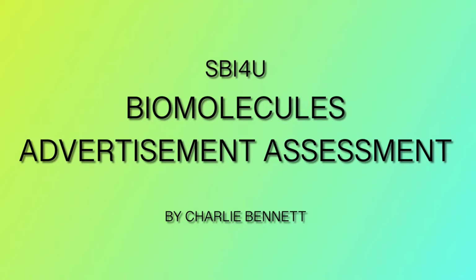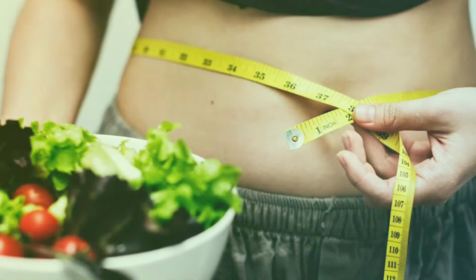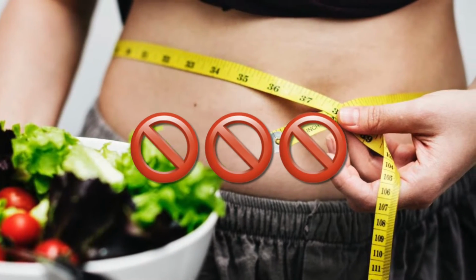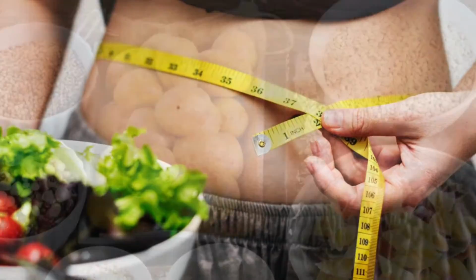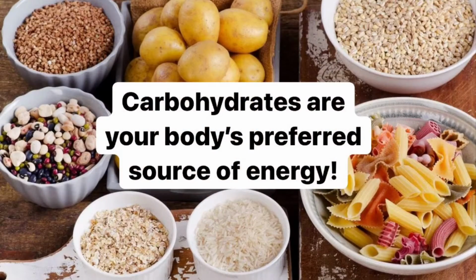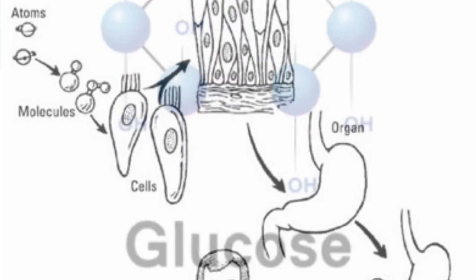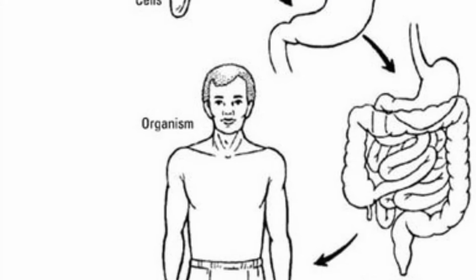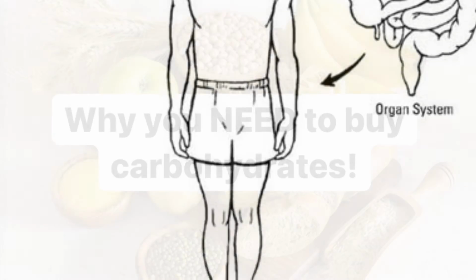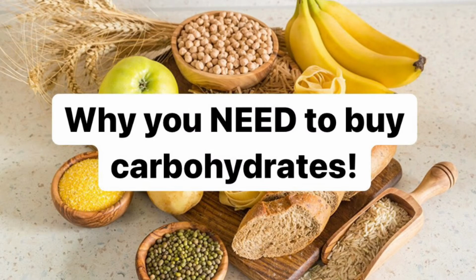I need you to forget everything that you've ever heard from toxic diet culture about carbohydrates. Carbohydrates are not the enemy. They're actually your body's preferred source of energy. Your body breaks down carbohydrates into glucose, and glucose is the main source of energy for your body's cells, tissues, and organs. In this video, I will be explaining to you exactly what the amazing biomolecule that is carbohydrates is, and why you need to buy it.